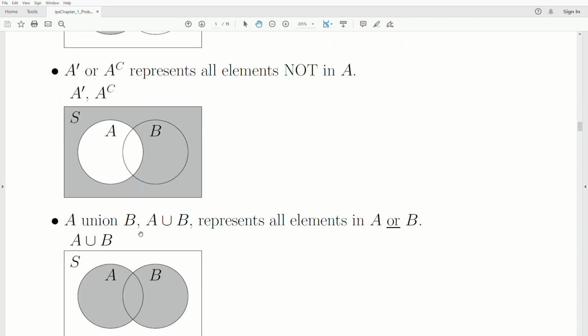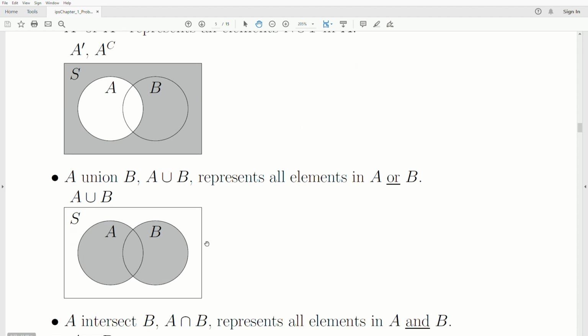Next, A union B, sometimes called A cup B, is how you write it. It represents all the elements in A or B. So in a Venn diagram, it would be represented like this, where you shade in the regions A and B.